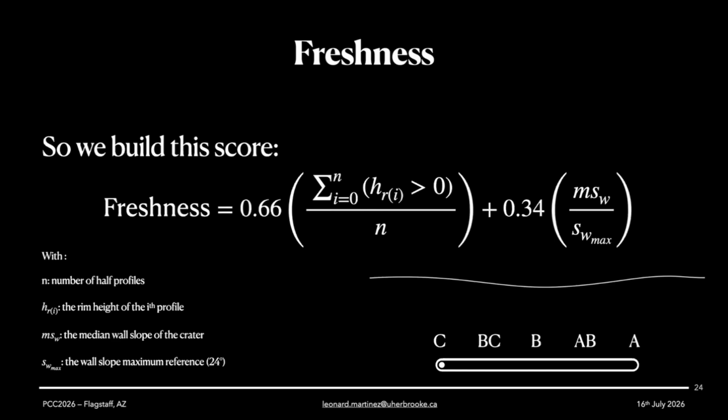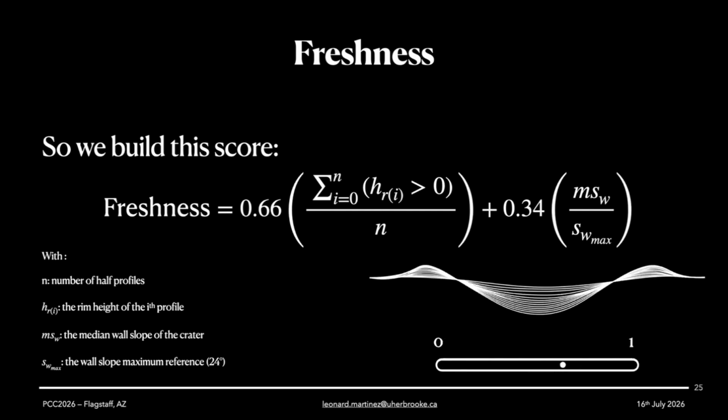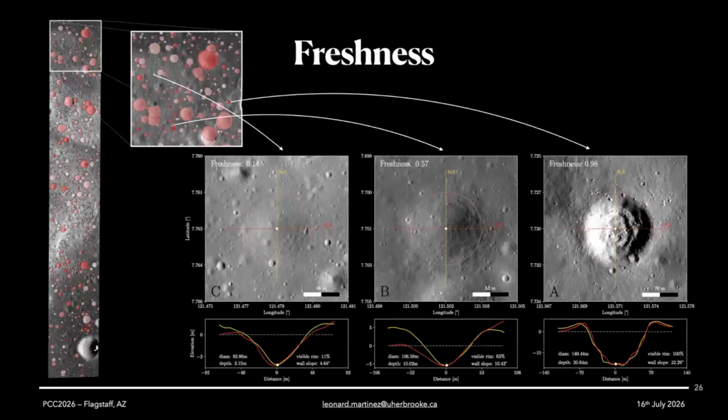We also computed the normalized wall slope in this equation, in order to have a score between 0 and 1. I made this small animation to show that with this score we are able to quantify between 0 and 1 the percentage of degradation of craters. I made small plots to show you the results of this freshness scale.